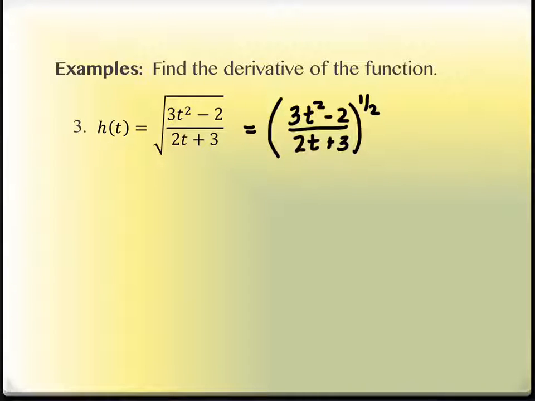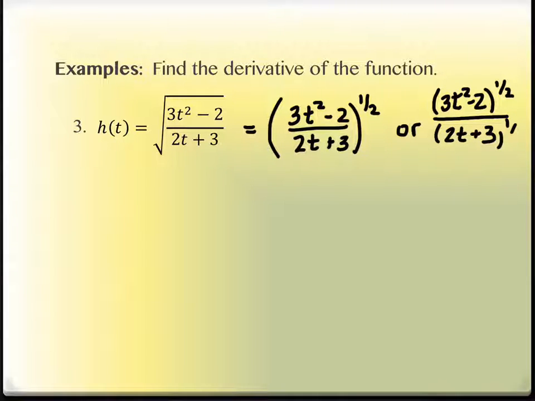And there's more options that I'm even going to tell you, but the two that are most sort of compelling are the ones I'm going to show you. The other option is that you could do each of the numerator and the denominator separately as a power 1/2. So 3t squared minus 2 to the 1/2 over 2t plus 3 to the 1/2.